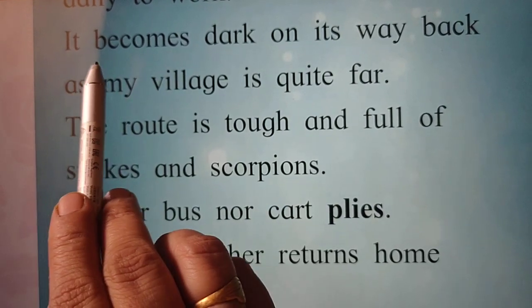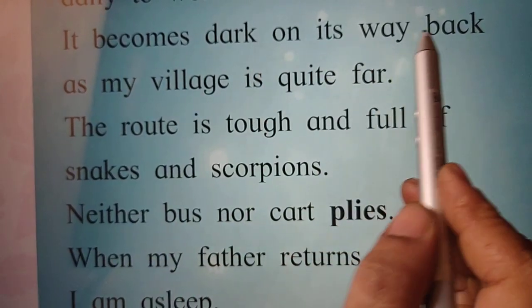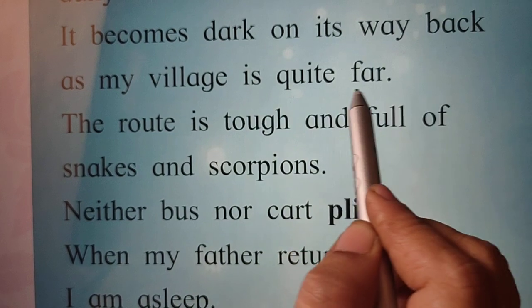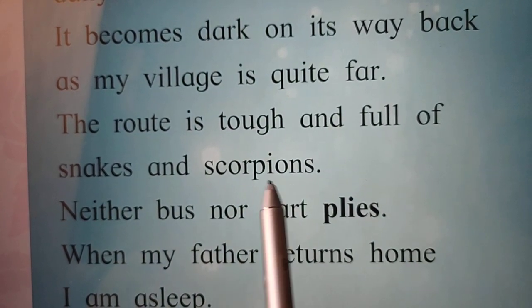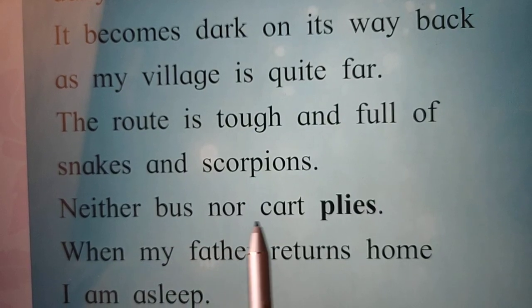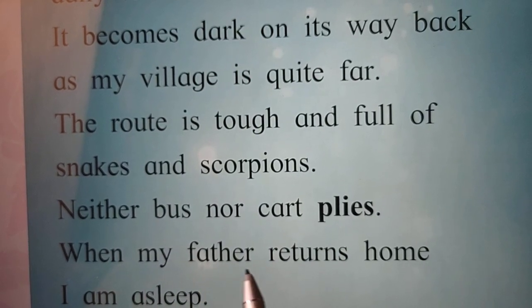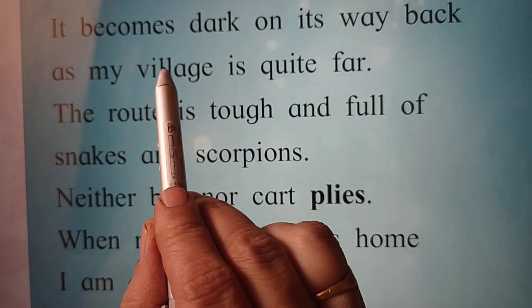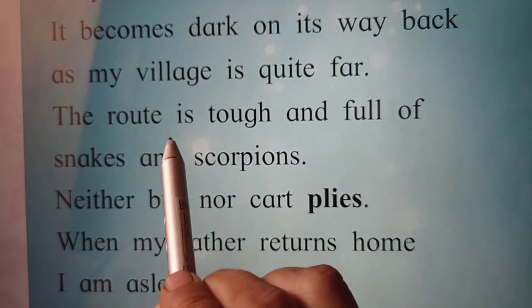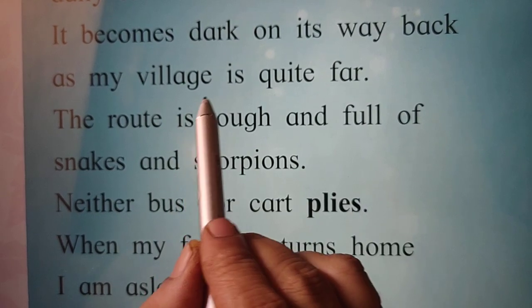Further the child says, "It becomes dark on its way back, as my village is quite far. The route is tough and full of snakes and scorpions. Neither bus nor cart plies. When my father returns home, I am asleep." So here the child has introduced so many problems of the villagers which they have to face in their life.